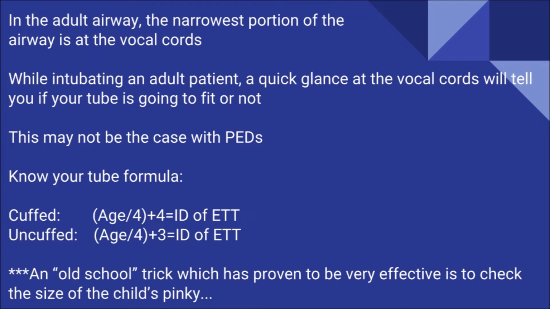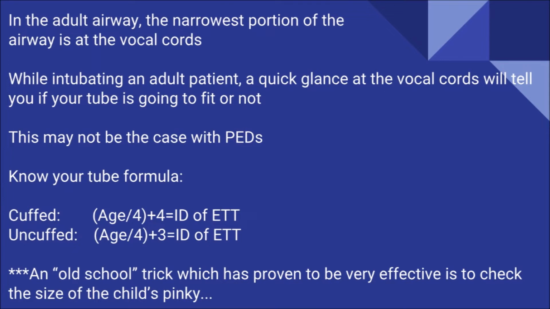When you're intubating an adult patient, a quick glance at the vocal cords tells you if your tube is going to fit or not. This is not always the case in peds because below the vocal cords, there is a section which you cannot see. That is the reason we have a formula for calculating tube size because you have no real way to know the exact size of that airway.